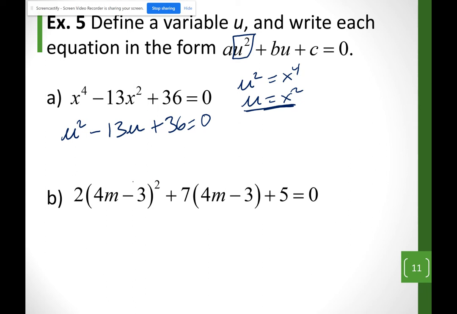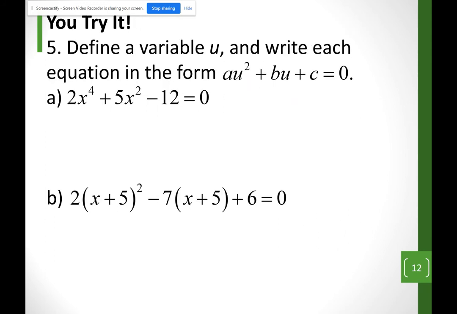Now, looking at example B, this whole thing looks like it's already to the 2nd power. So I'm just going to say my u in this case is going to be 4m minus 3. So I'm just going to write this as 2u squared plus 7u plus 5 equal to 0. We're going to work on these in a little bit, but to begin with, we're just finding what u is. So you guys try this at home.